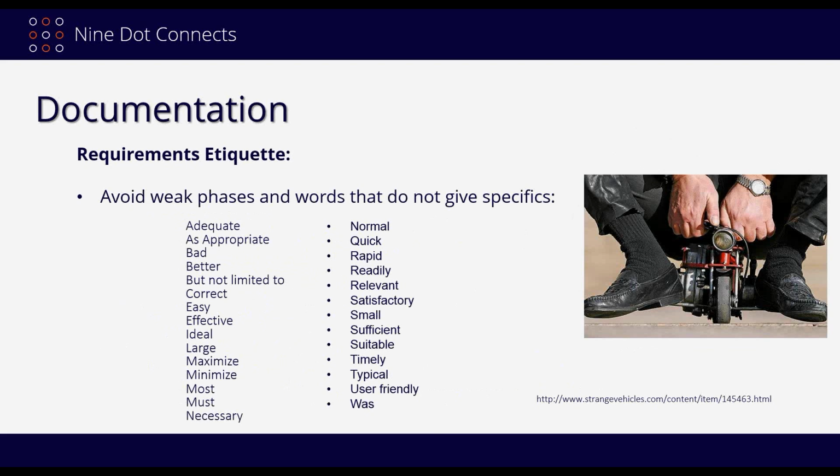Avoid weak phrases and words that do not give specifics, because if I want a small motorcycle, well, someone apparently made one that was small enough for someone to actually ride it over here. So what do we mean by that? We don't want to use these words that leave it open to interpretation. We want to be very exact. Well, how small do you want it? Give dimensions to it. How timely is it? You know, when I worked in defense, timely was 6 months. If you're looking for 6 weeks, that may not be the right time frame.